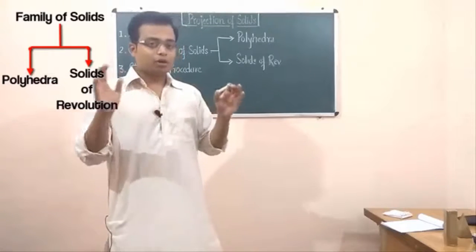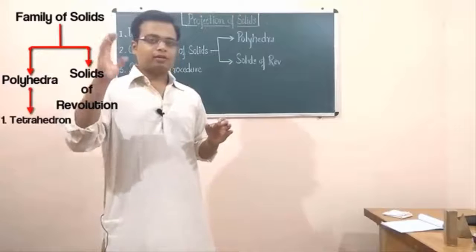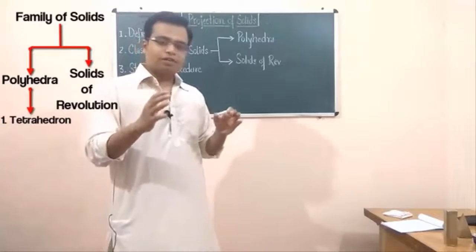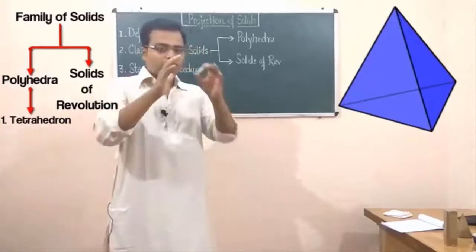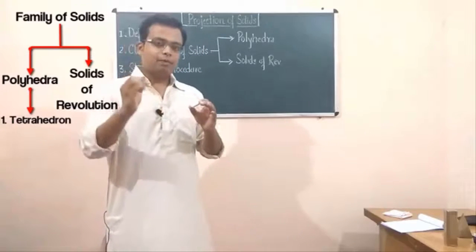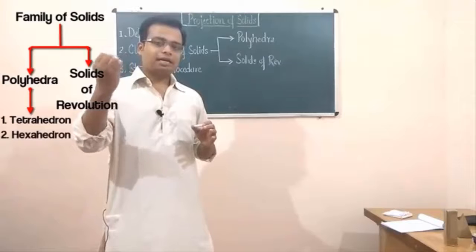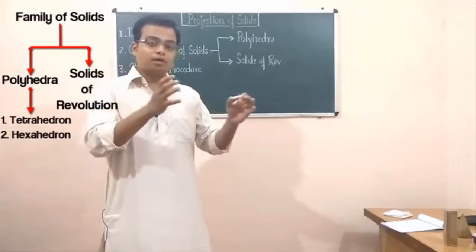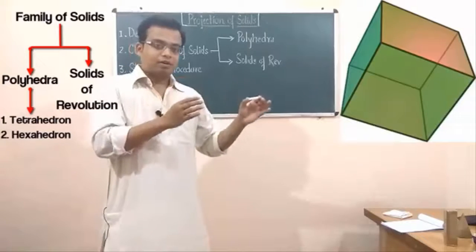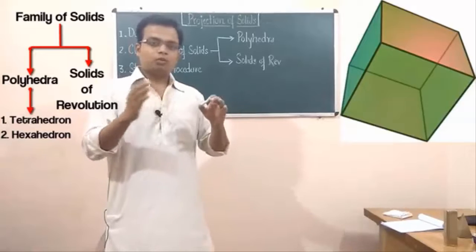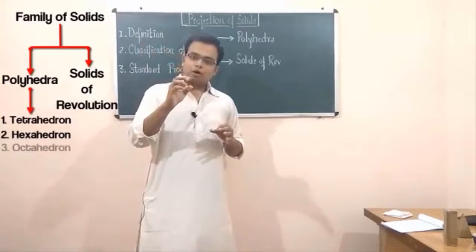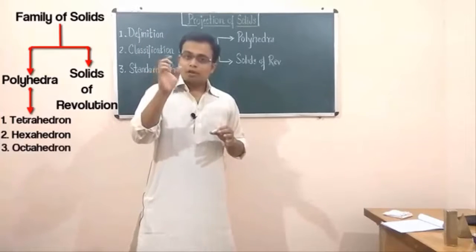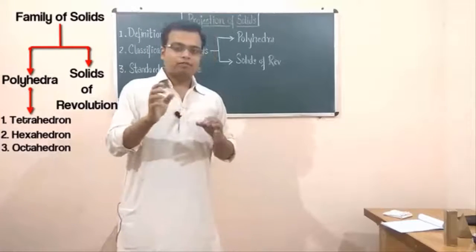Now there are different types of polyhedrons. Number one is the tetrahedron. When you speak of a tetrahedron, it has four faces. All of them are equilateral triangles. After the tetrahedron comes the hexahedron. Hexahedron is also popularly known as a cube. It has six faces. All of them are equal squares. Then number three, it's an octahedron. From this word octa, you must have recognized that octa refers to 8.